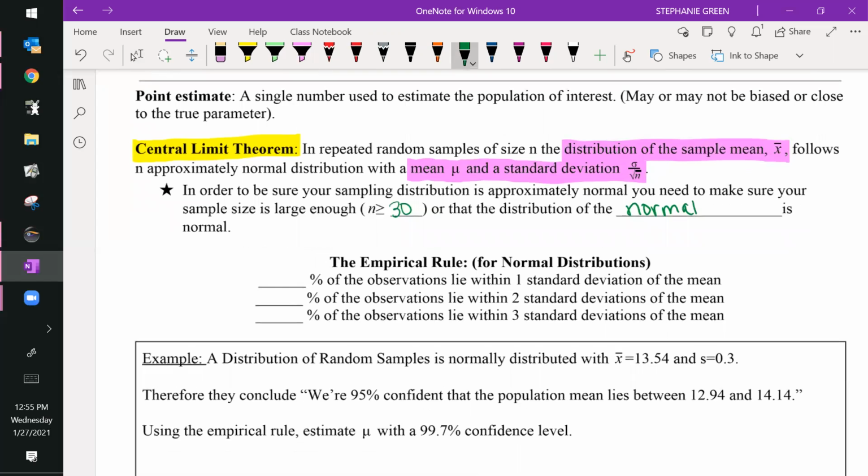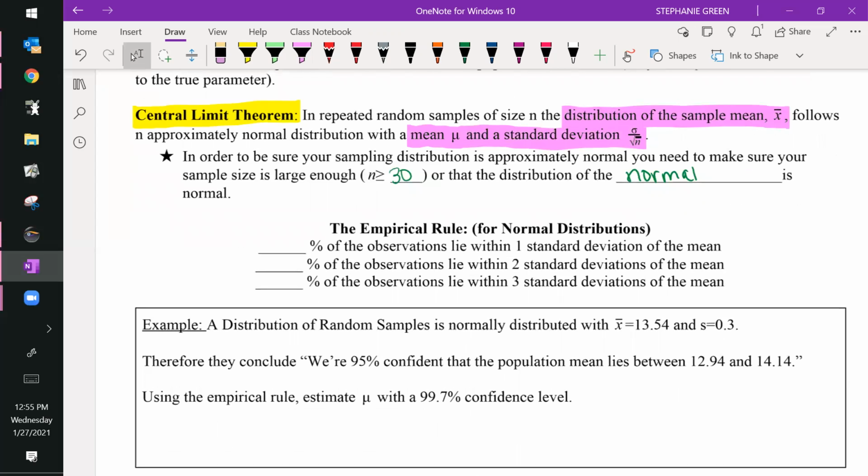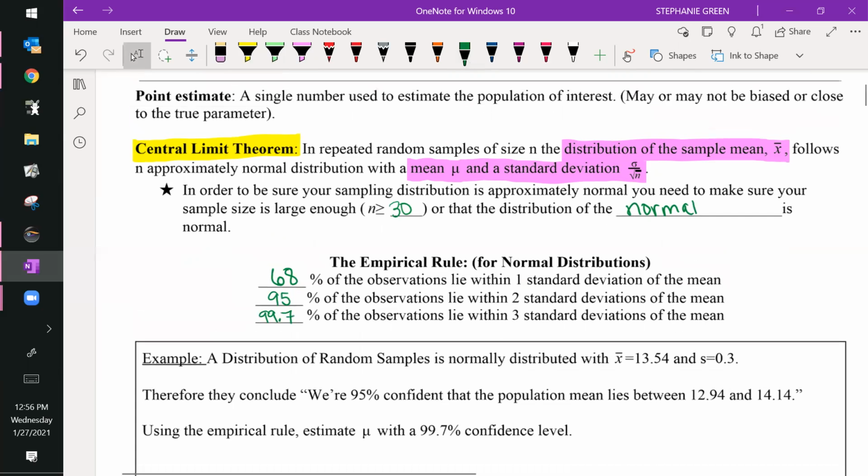All right, once we have confirmed that our data is normally shaped, we can use the empirical rule, which we learned about last semester. It says 68% of the data is within one standard deviation of the mean, 95% of the data is within 2 standard deviations of the mean, and 99.7%, almost everything, is within 3 standard deviations of the mean. So we're going to use this empirical rule to start to talk about our point estimates.